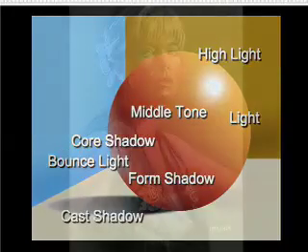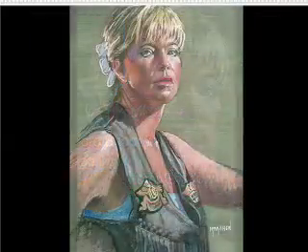For example, here is a pastel portrait of Jennifer. We can see that there is clearly a light area, a middle or halftone area, and a shadow area. Notice the softness of the edge of the form shadow as her right cheek turns away from the direct light. This is in contrast to the cast shadow across her cheek that is cast from the bridge of her nose. This cast shadow will always have a harder edge than the form shadow we see on her cheek.